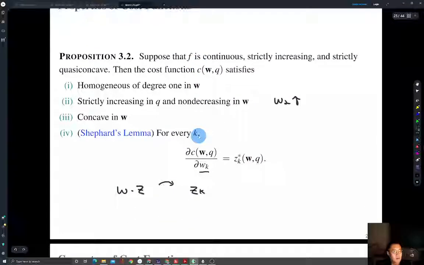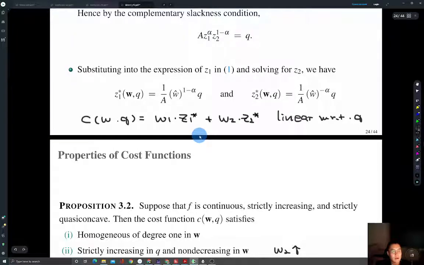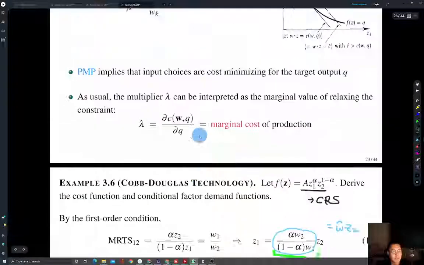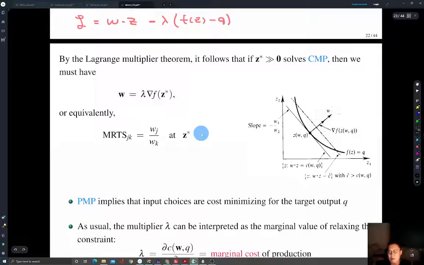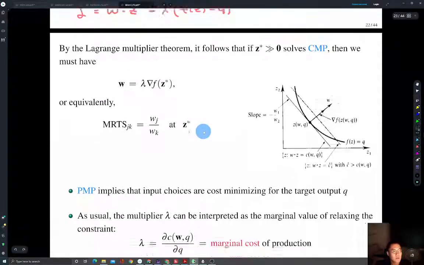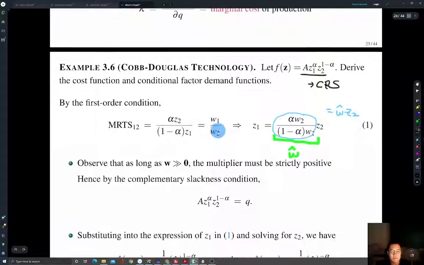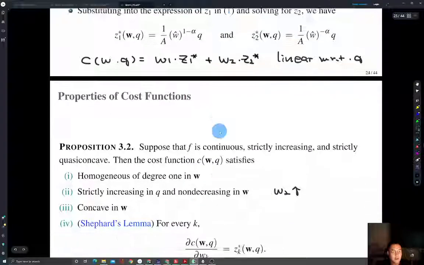So I quickly went through the cost minimization problems because it has a very similar structure to the expenditure minimization problem we studied in consumer theory. But whenever you have a question about this, feel free to ask me in the live lecture.